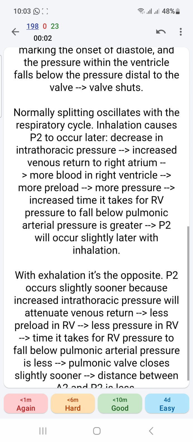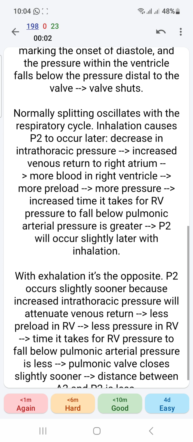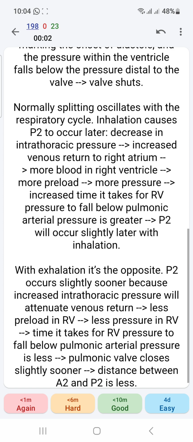Normal splitting oscillates with the respiratory cycle. Inhalation causes P2 to occur later.